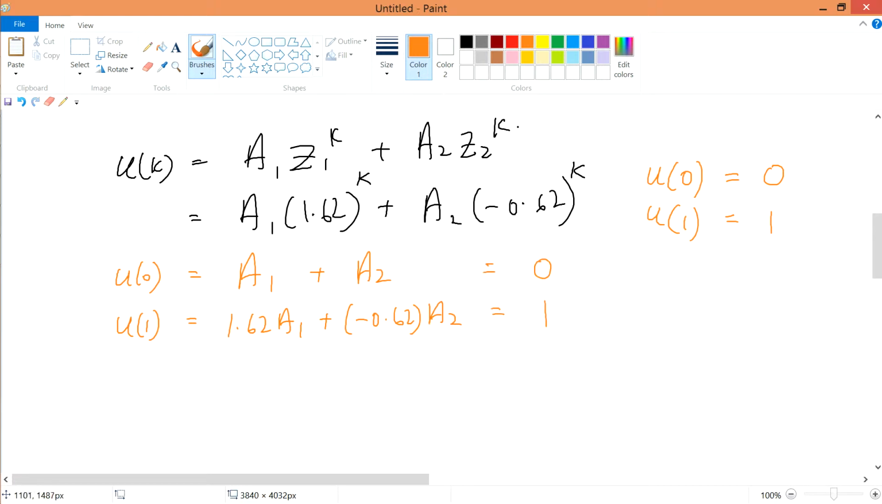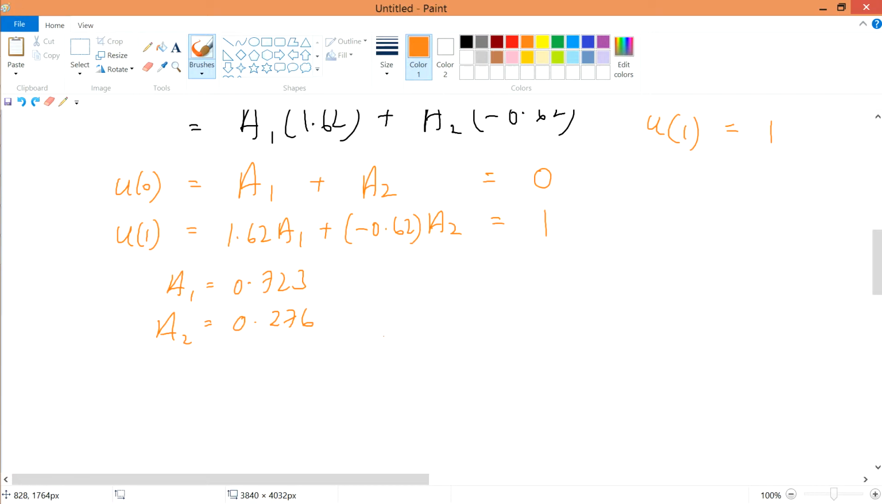So for u0 the equation equals 0, for u1 the equation equals 1. The result is this: a1 is equal to this, a2 is equal to this. And when I sub my a1 and a2 into this equation, at the end of the day I would have equal to 1. You can actually try, you can also type it in the calculator and you will see it is equal to 1.